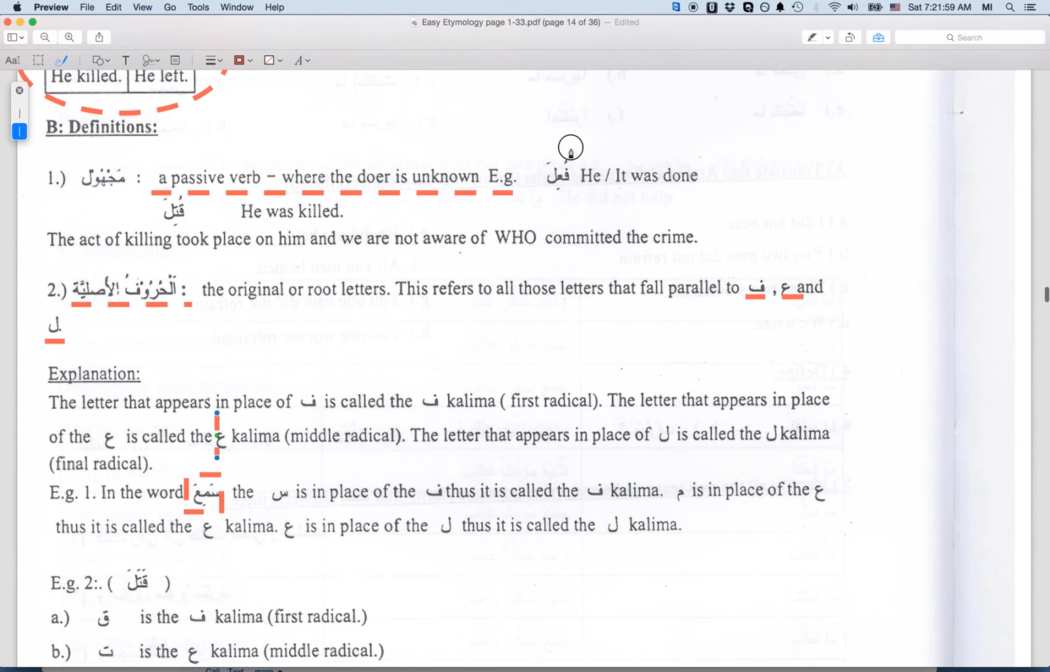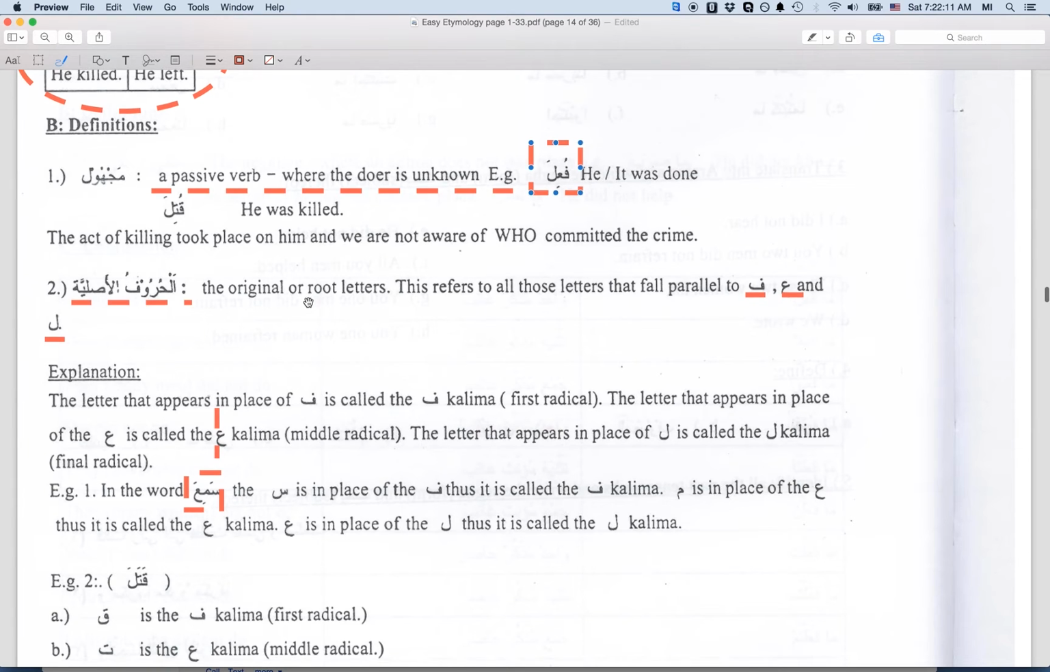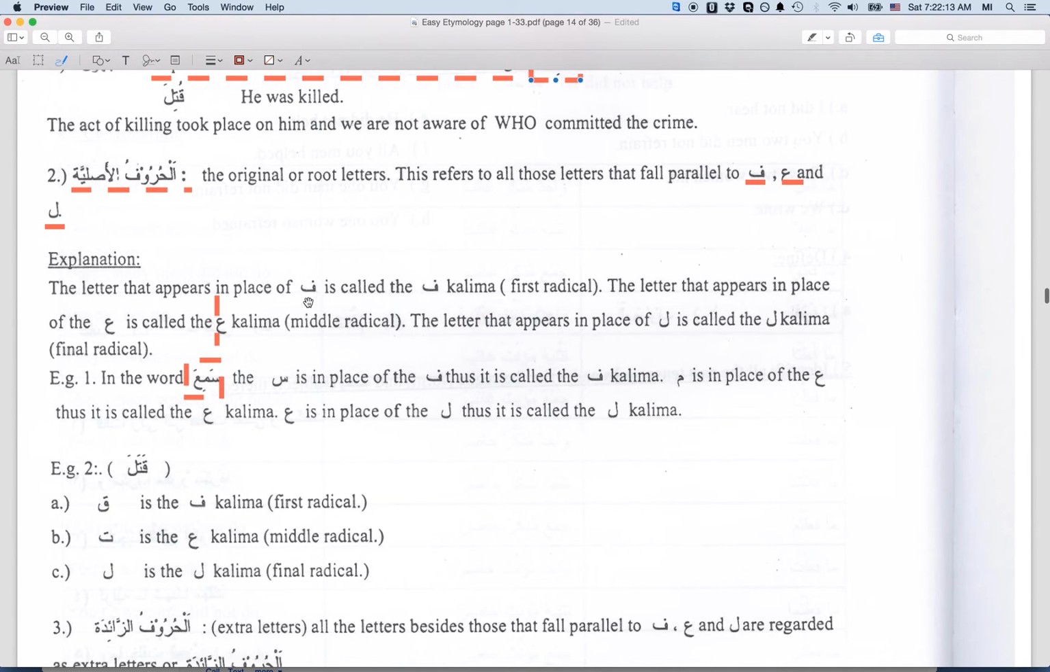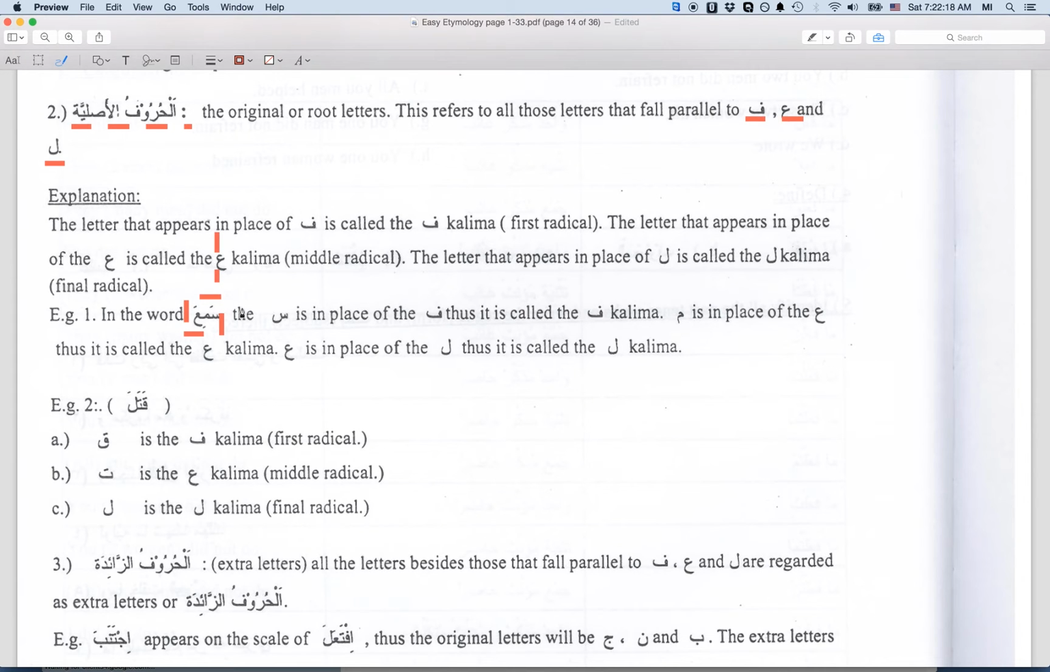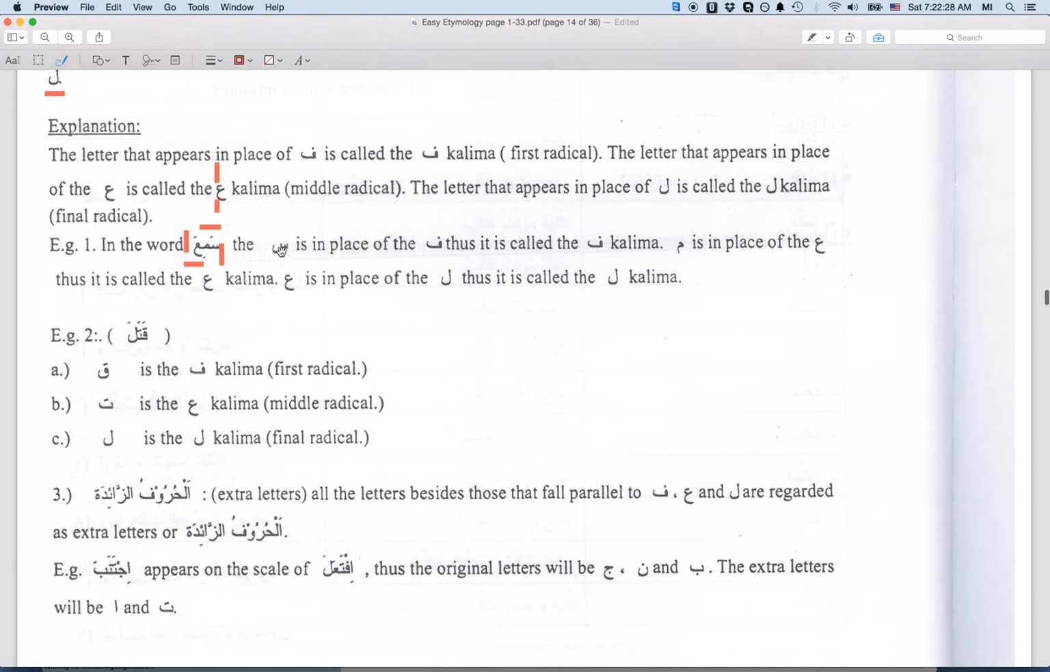So right here, this is the majhul form, but by default the main form, the original form, the active verb form, is fa'ala. Because fa'ala is so widely used, that's like the first verb everyone learns. So use fa'ala as the scale, basically. That's what they're saying. Seen has fallen in the place of fa, mim in the place of ain, and ain in the place of lam.